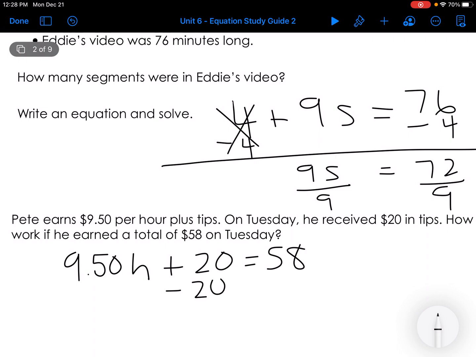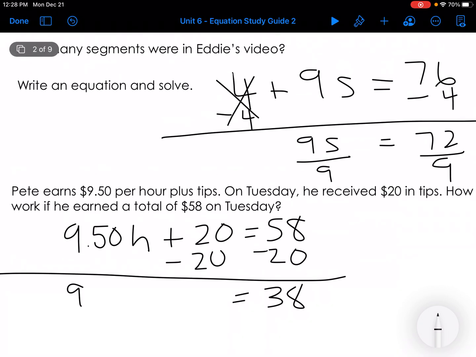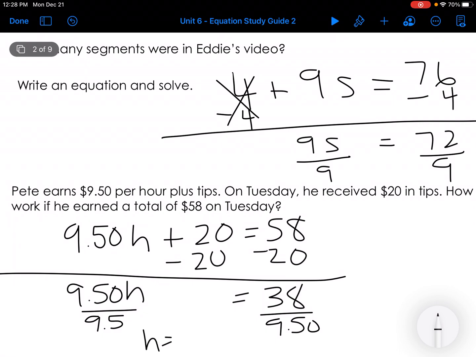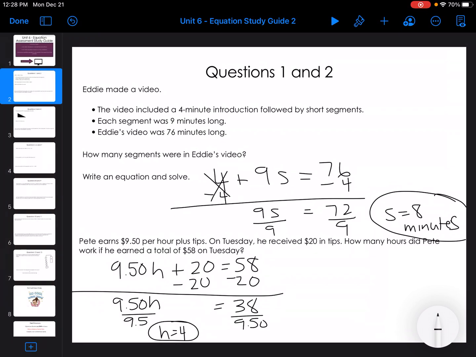So we're going to zero out first. I'm left with $38. So now I'm going to divide by 9.50 because I want to figure out how much Pete earned for 1 hour. So in my calculator, I'm doing 38 divided by $9.50, and I get 4 hours. So he worked for 4 hours and earned $38 and $20 in tips. It's pretty good. I want to work for 4 hours and earn that much.